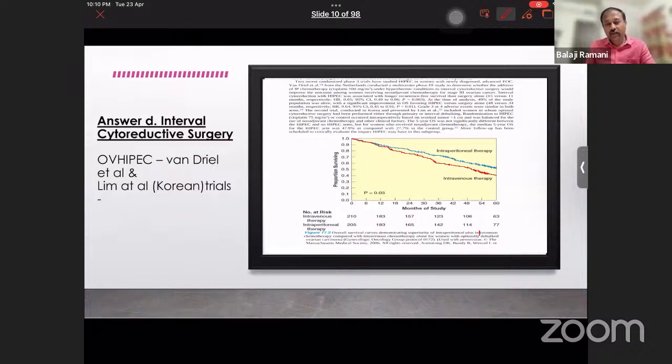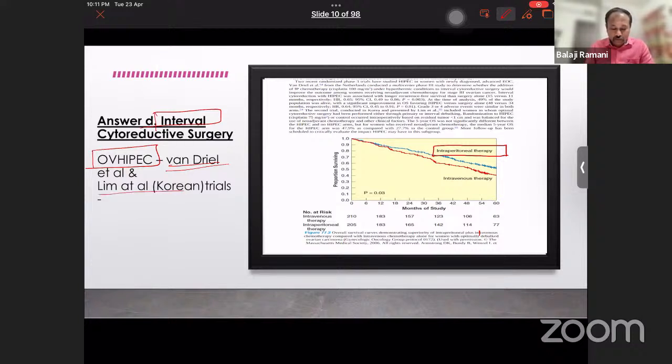Now, why this came is there are a lot of trials that have been done on IP chemotherapy. Normothermic intraperitoneal chemotherapy clearly showed that intraperitoneal chemotherapy is going to be more beneficial. So when HIPEC was combined as an intraperitoneal chemotherapy at the time of surgery by the OV HIPEC trial by Vandriel et al., that clearly showed a benefit of using it. The Vandriel trial, which was the first randomized trial that came, showed the benefit in interval cytoreductive surgery as the OV HIPEC trial.